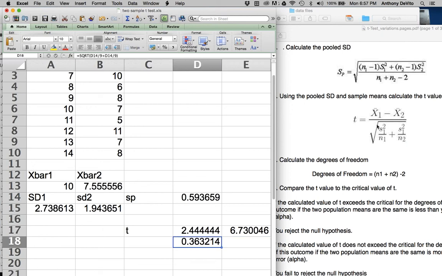That was the square root. Did I take the square root? I did take the square root, the square root of the pooled standard deviation. Did I square the standard deviation? Well, yeah, I didn't square it, did I? Okay, hang on a second here. We got to go back in.